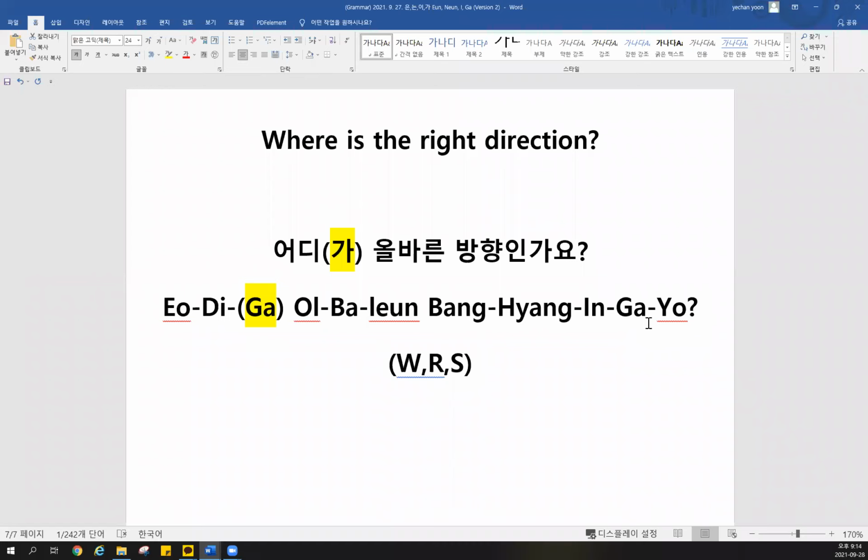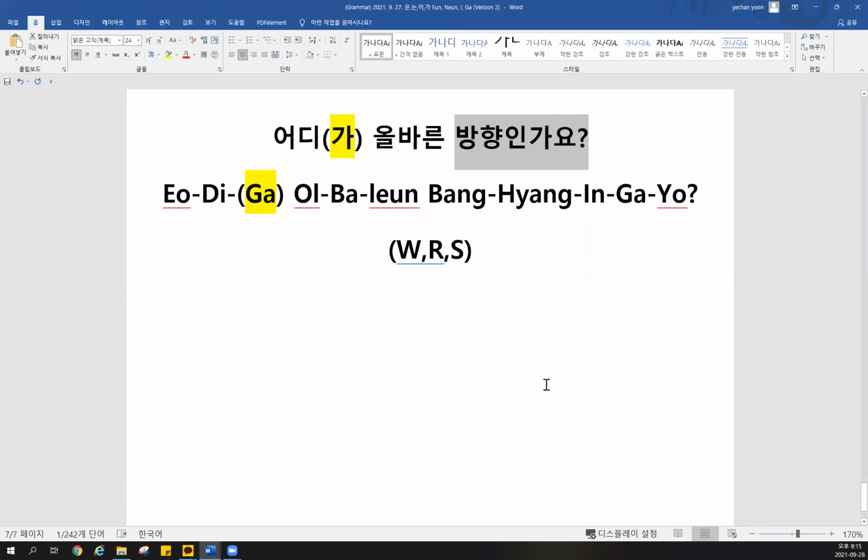Okay. Is 인가요 used for where? Oh, like this one, right? It is not only for where, okay? 인가요 is a describing word for asking questions, but not only for where. So I'm going to give you another example.